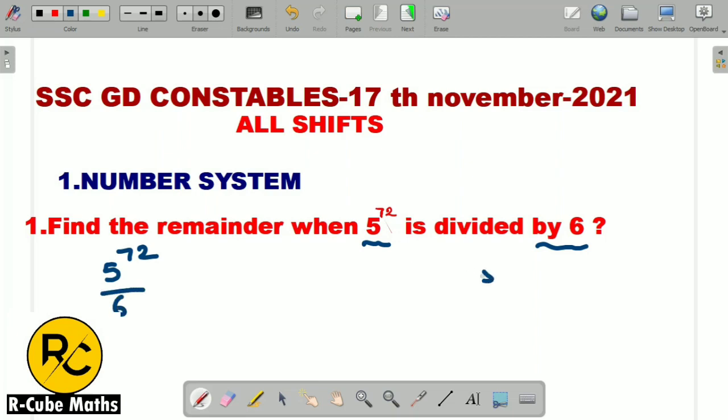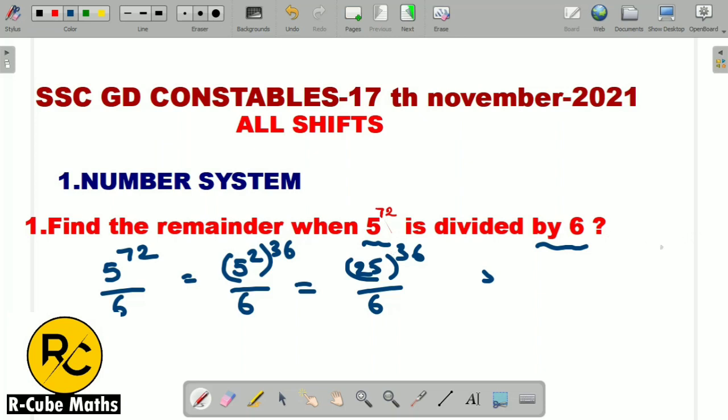Simply, so what you get? 5 power 72 can be written as 5 square whole power 36. 72 means product of 2 and 36, divided by 6. So what you get? 5 square means 25, whole power 36, divided by 6. Here take the numerator. 25 power 36 means 25 is multiplied by itself 36 times.